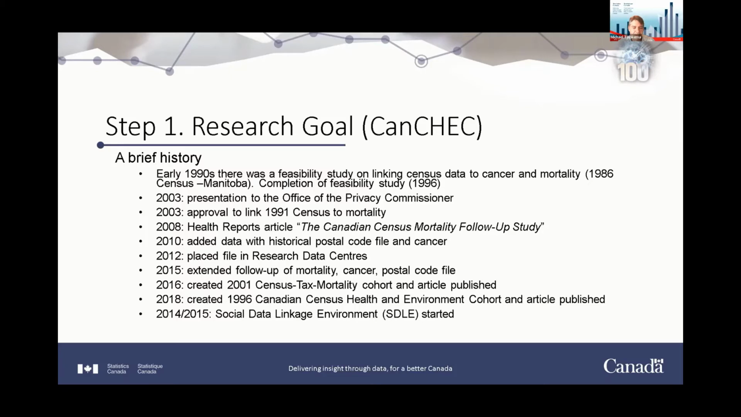Two years later, we placed the file in the research data centers. In 2015, we extended the mortality follow-up, the cancer follow-up, and then postal code file. Then we thought to ourselves, well, this is great. We have one cohort. Let's have some more. So we created a 2001 census tax mortality cohort and published a paper about that cohort in 2016. We did the same thing again in 2018 and created the 1996 census tax cohort, which we rebranded the Canadian Census Health and Environment cohort.